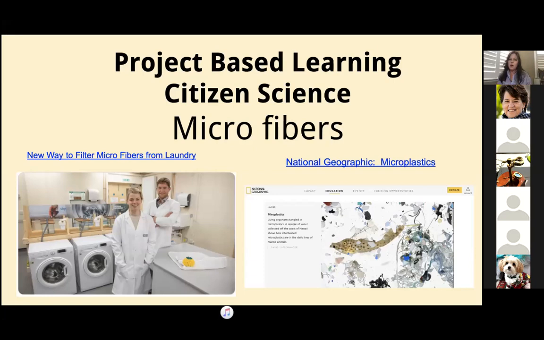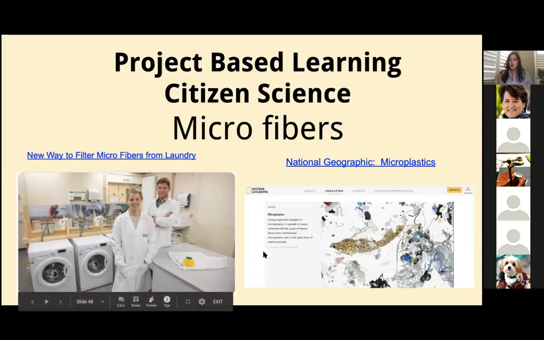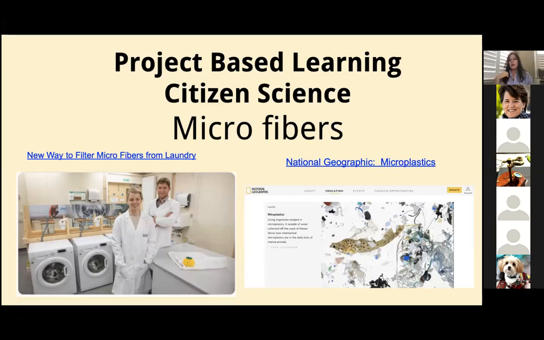So I have also connected the National Geographic article on microplastics. So if you're a teacher at any grade level that has worked on reducing your plastic footprint, plastic going out into the oceans, what's happening with our animals and environment in the ocean, you could tie this in so easy with Foldscopes.